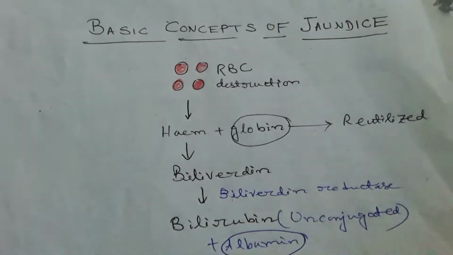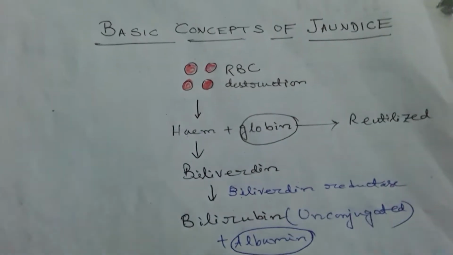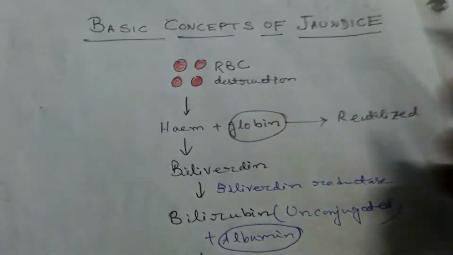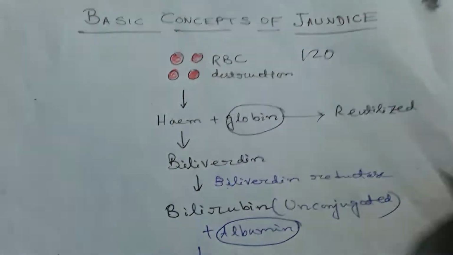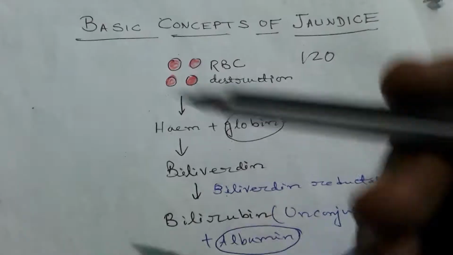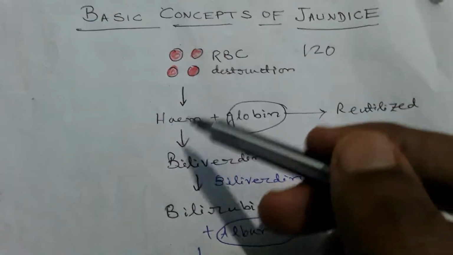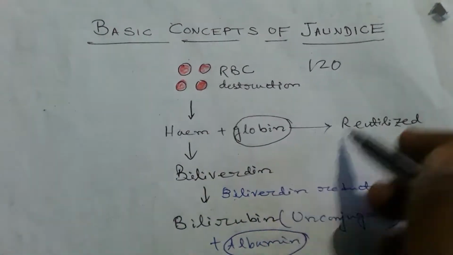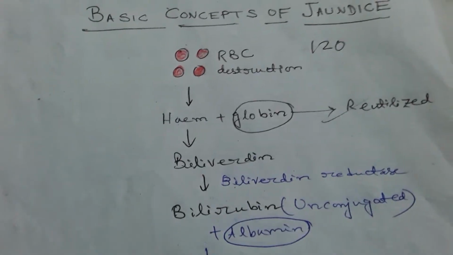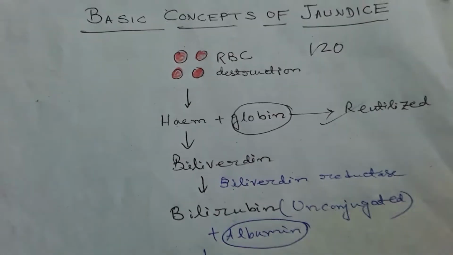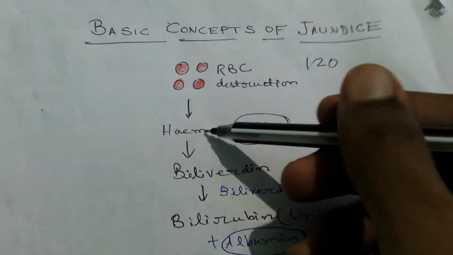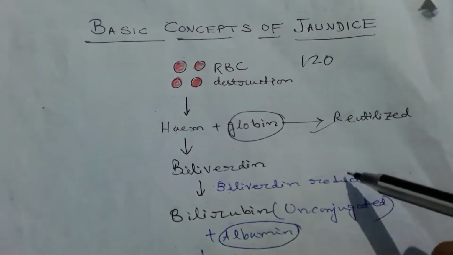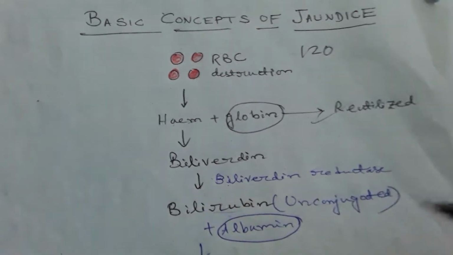Now, this is the normal bilirubin metabolism. RBC is destroyed in 120 days. After 120 days it is destroyed and it forms two parts, heme and globin. Now the globin part is reutilized in the body. It is a protein part, it goes out. Now heme is formed into biliverdin, then the biliverdin reductase enzyme converts it into bilirubin.